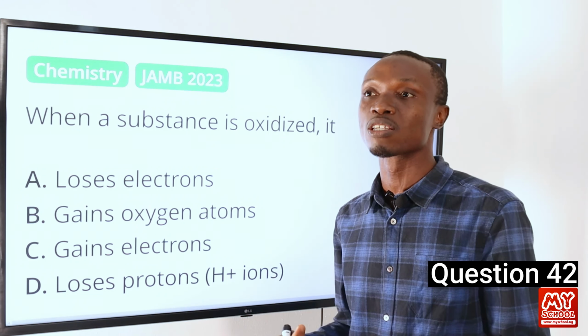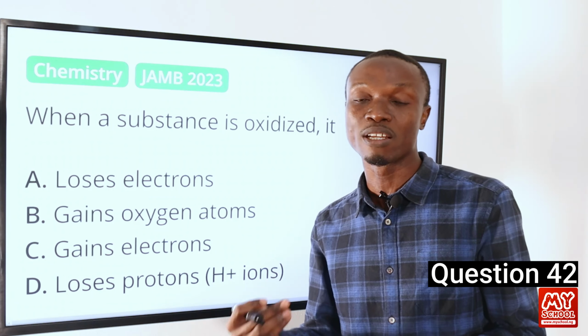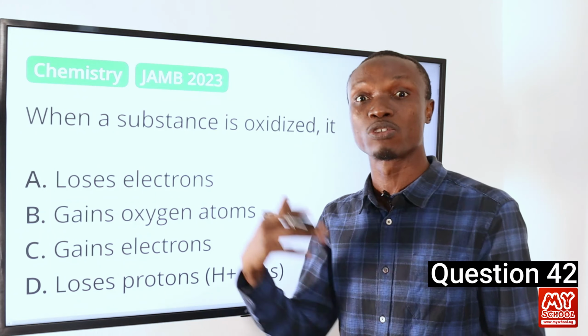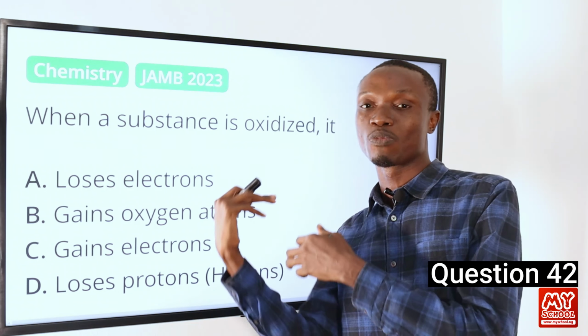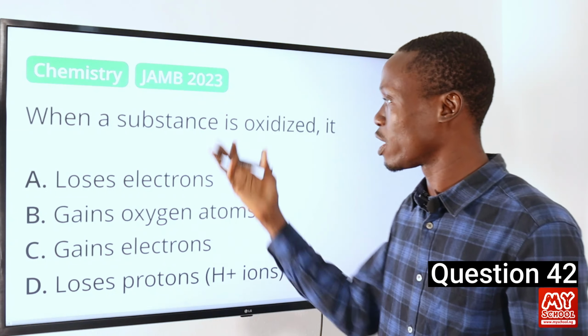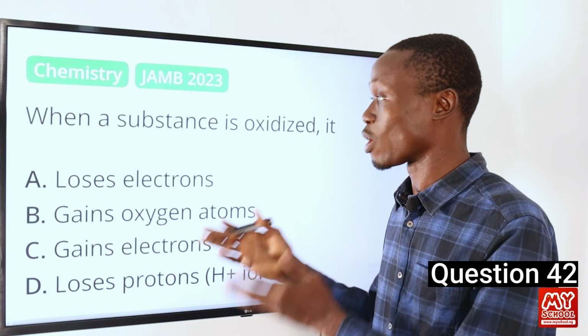We know that reducing agents are electron donors. So by the time they donate electrons, that is, by the time they lose electrons and undergo oxidation, at the end of the reaction they will become oxidized. That means they have lost electrons. So let's go through the options. Option A, loses electrons, which is actually the correct option.